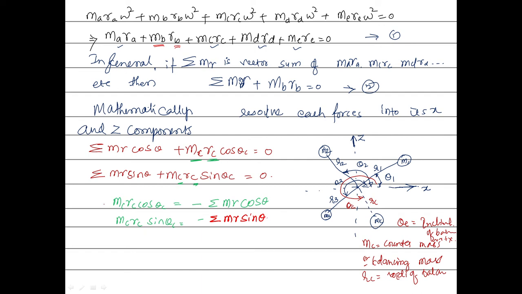You can find out the vertical component of balancing. This is the horizontal component of balancing. This is the vertical component of balancing mass. Now, as you need to find out the value of theta c, because you need to find out what the direction is, let us square these two equations.